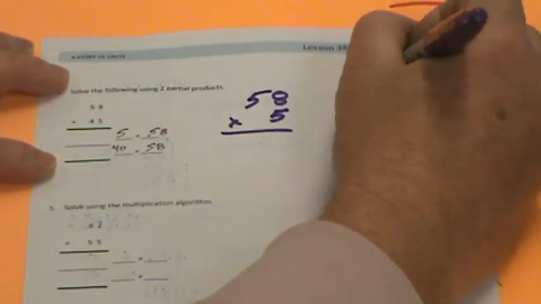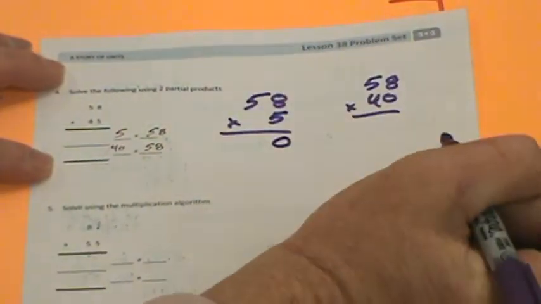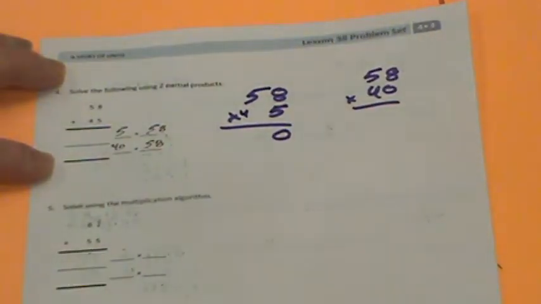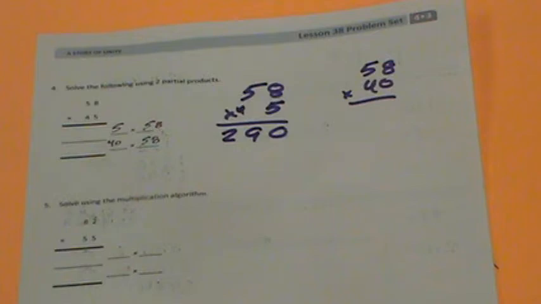Okay, let's go ahead and tackle this problem. And we could do 58 times 5 and 58 times 40. All right, ready to tackle these? Okay, 8 times 5, 8 times 5 ones is 40. There's my 0, there's my 4 tens. 5 tens times 5 ones is 250, plus my 4 tens would make it 290. So I have an answer now over here for 5 times 58 is 290.